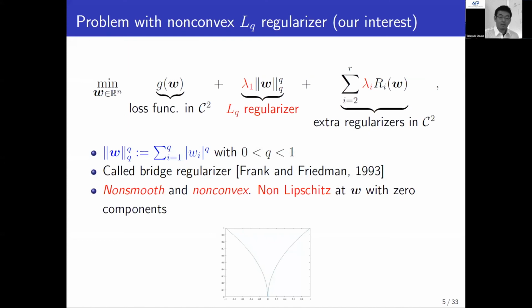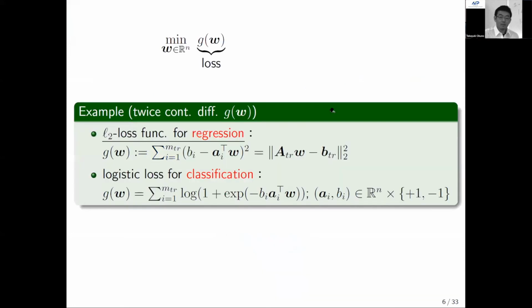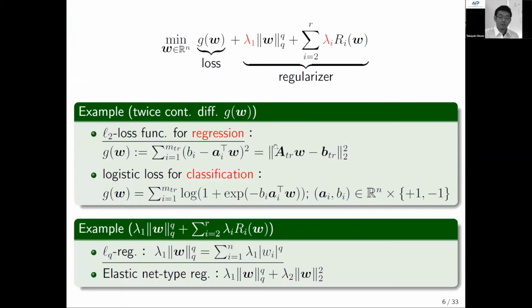Next, I explain examples of this problem. I want to give some specific forms of G. As examples of the loss function G, assumed to be C2 functions, we consider the L2 loss function for regression and a logistic loss function for classification, like this. For the regularization part, an example is a single LQ regularizer. Another one is the elastic net type regularizer, which is a modification of the pure elastic net regularizer using the L1 norm.